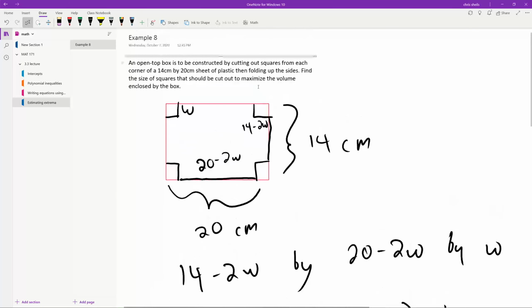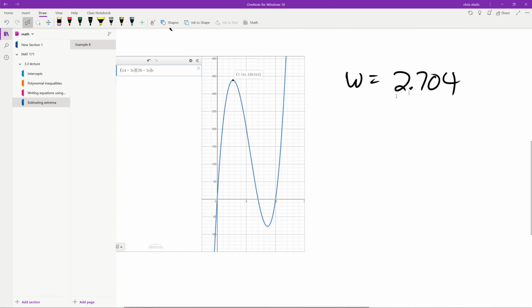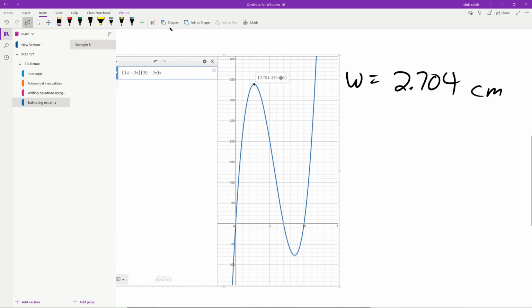So this problem asked me to find the size of squares that should be cut out to maximize the volume enclosed by the box. So the size of squares that I should cut out of these corners should be 2.704 centimeters by 2.704 centimeters. And this maximizes the volume of the box. Just to clarify one more time, whenever I find this maximum, I'm just looking for a peak in this graph here, and I have a peak right here, and Desmos actually gives us this number if we click on it.